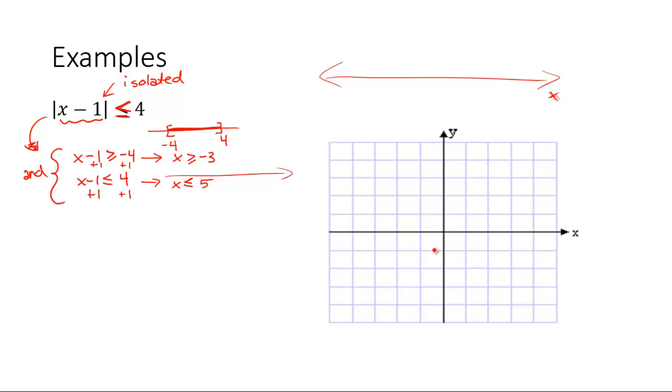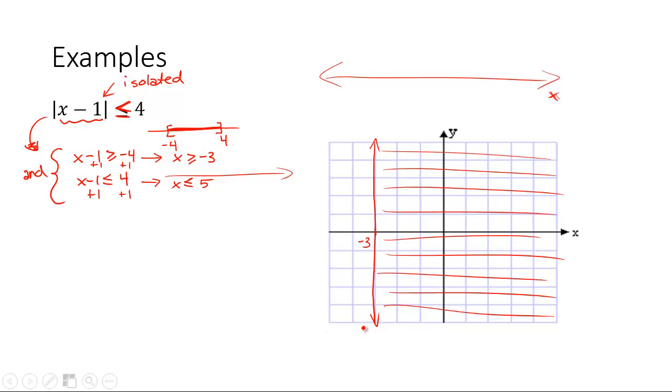So what does this mean? This means that we want all the points greater than or equal to negative 3. So negative 3 is right here. Now x equals negative 3 is this whole line. It's this vertical line. But we want everything that has x values that are greater than or equal to negative 3. So that's everything on this side of the graph. And the second one tells us x less than or equal to 5. So the maximum is 5. And so everything less than that would be everything here.